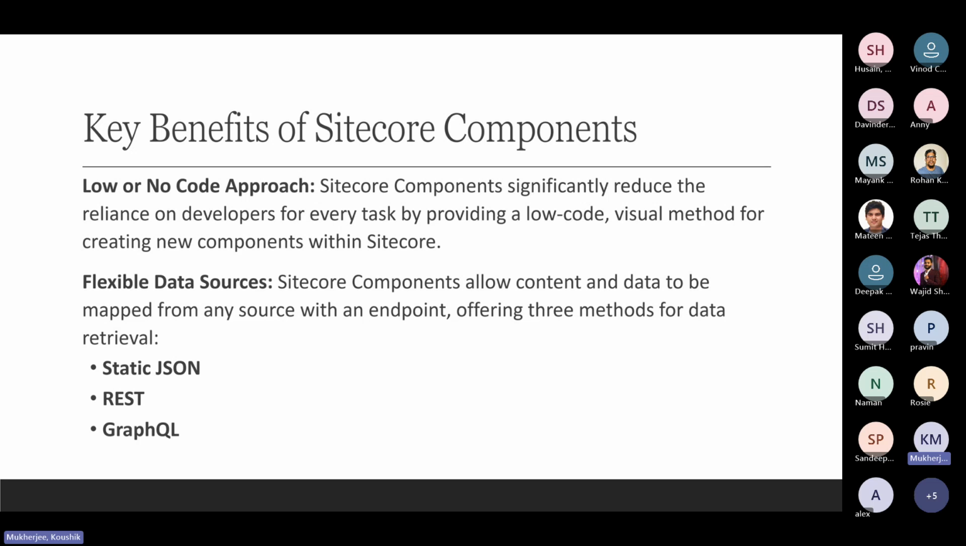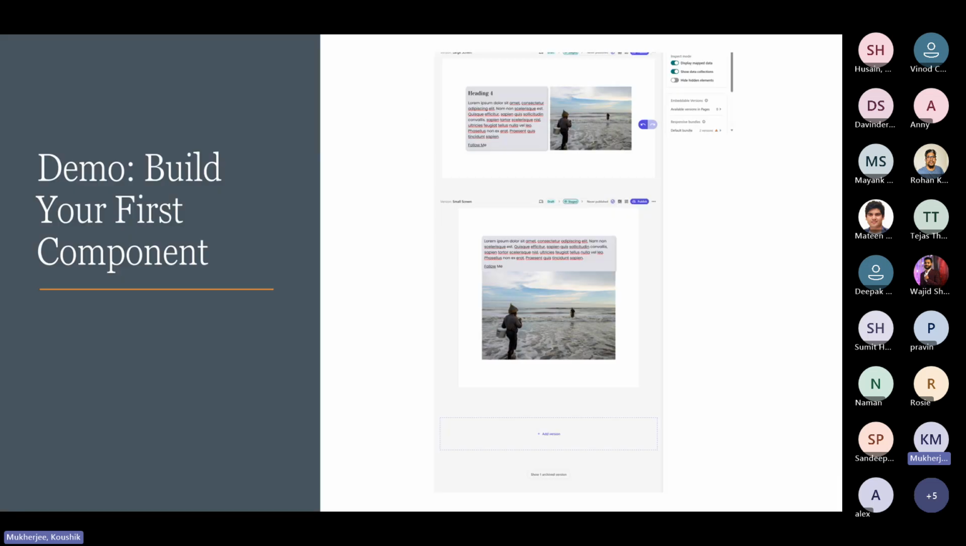By default, it is a static component, but we can change the data source. We can put the data source as JSON data, a REST API, or GraphQL. We can get the data from the CMS. So these are some of the benefits it provides. The Sitecore component builder provides builder components. The next part is let me show you how we can build our first component using the Sitecore component builder.